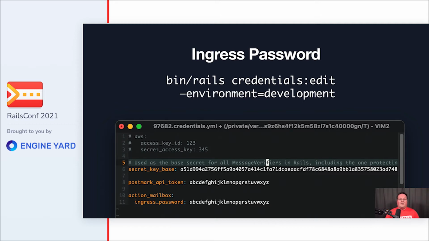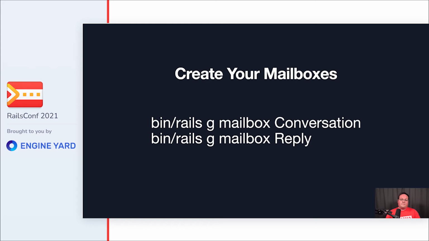Now, I want to point out here that it's important to do your environment credentials, so you can separate these out for your different environments like development, staging, and production, so that each of these can have their separate ones, and you don't have to worry about specifying the environment when you're accessing these. It'll automatically be done for you by Rails.